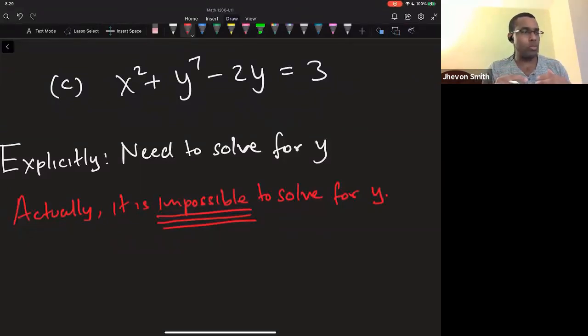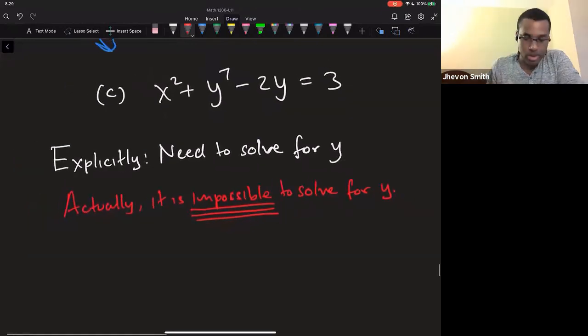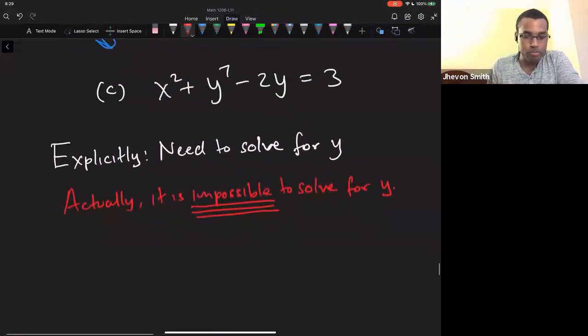So yeah, this is one of the ones where we're not lucky. You can't actually find a formula for y here, and it's literally impossible to do so. The story behind Galois and how we came to this is quite interesting, but maybe I'll tell you guys some other time. For now, let's just get through some problems.